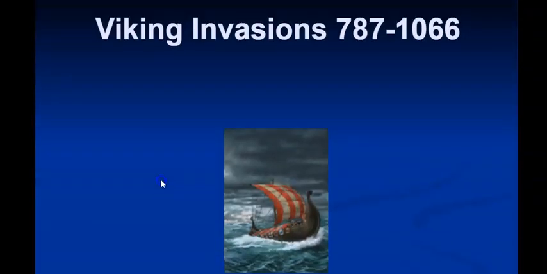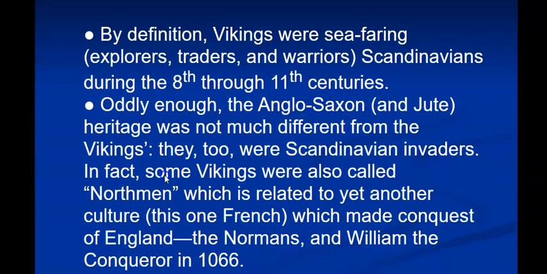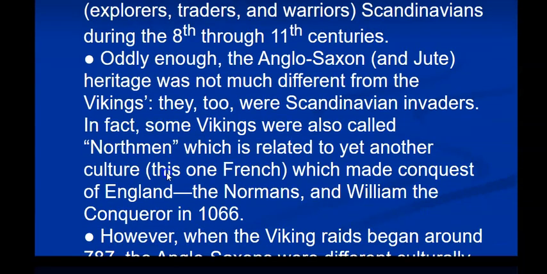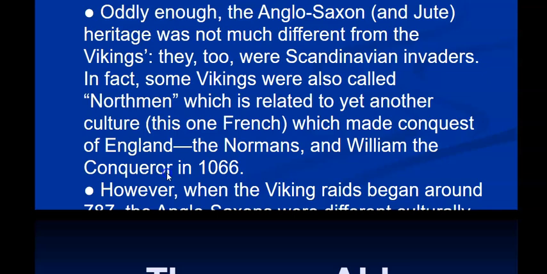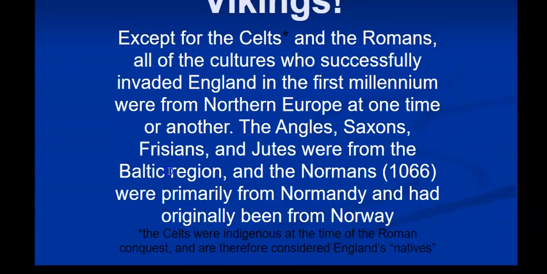Viking invasions, from 787 to 1066. By definition, Vikings were seafaring explorers, traders, and warriors, Scandinavians during the 8th through 11th centuries. Oddly enough, the Anglo-Saxon and Jute heritage wasn't much different from the Vikings. They too were Scandinavian invaders. In fact, some Vikings were also called Norsemen, which is related to yet another culture, this one French, which made conquest of England: the Normans and William the Conqueror in 1066. They were all Vikings. Except for the Celts and the Romans, all of the cultures who successfully invaded England in the first millennium were from northern Europe at one time or another.